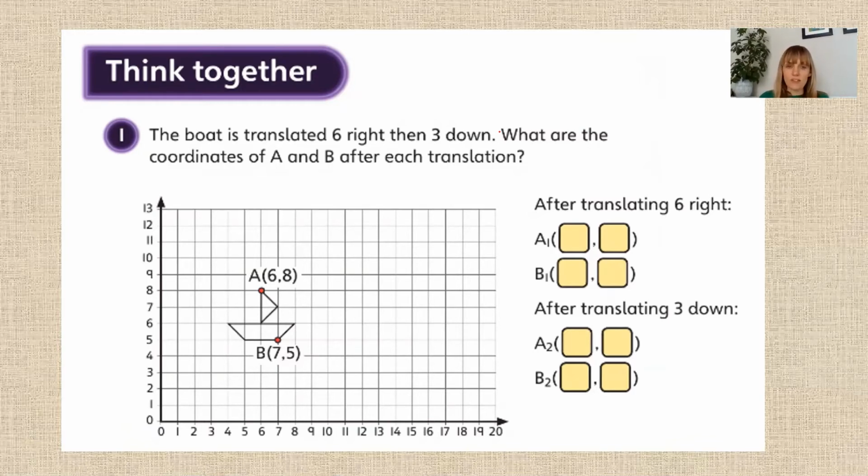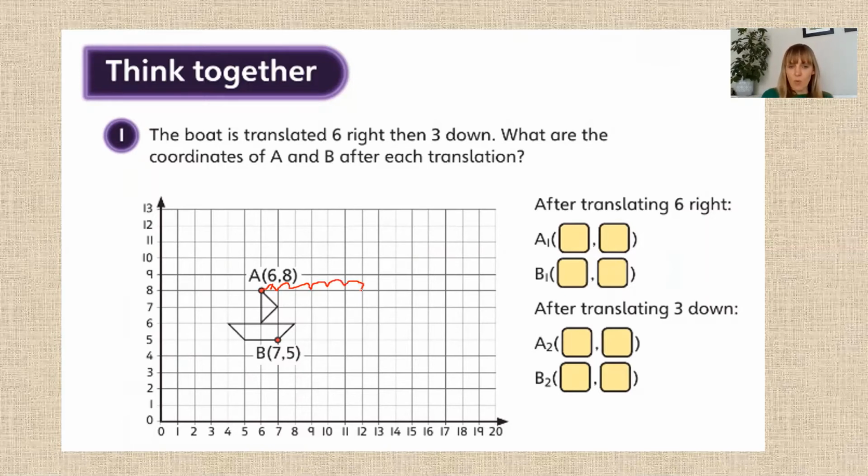What are the coordinates of A and B after each translation? So this is breaking down the translation into 2 steps. So let's look at A first after it goes 6 right. So if it's going to go 6 right, it's going to move this way, isn't it? It's going to go 1, 2, 3, 4, 5, 6.